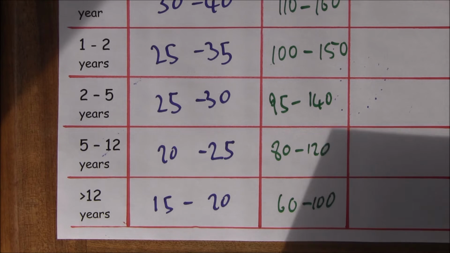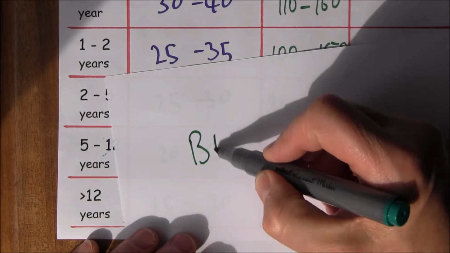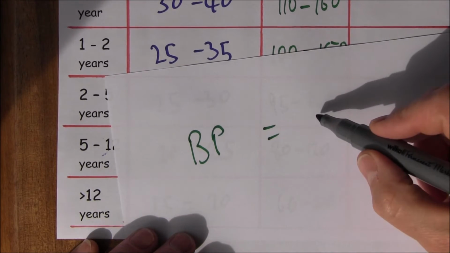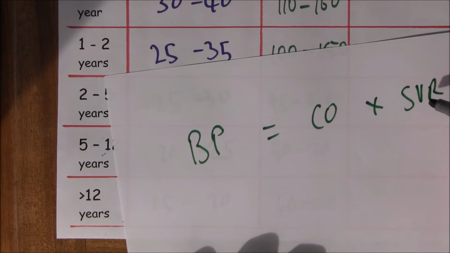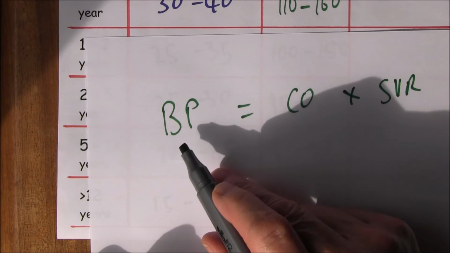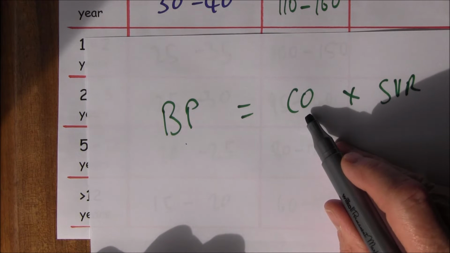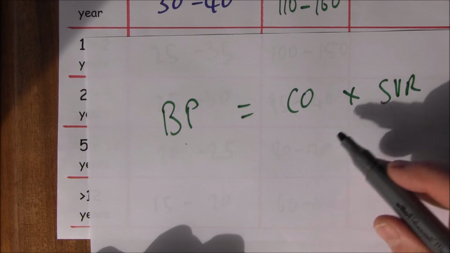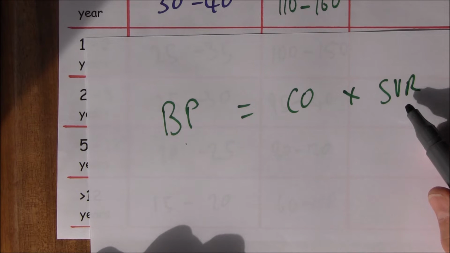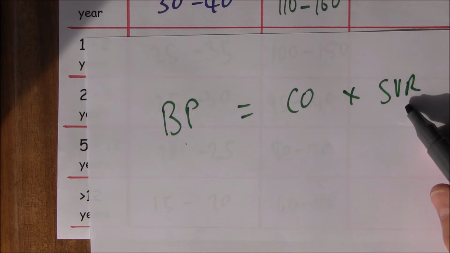Now, to explain this, it's just good to recap a little bit of basic physiology. The blood pressure equals the cardiac output times the systemic vascular resistance. So it's blood pressure that's necessary to perfuse the tissues of the body. And that's determined by cardiac output, the volume of the blood pumped out by the heart in a 1 minute period, multiplied by the resistance generated primarily by the arterial vasculature, primarily the arterioles in fact.